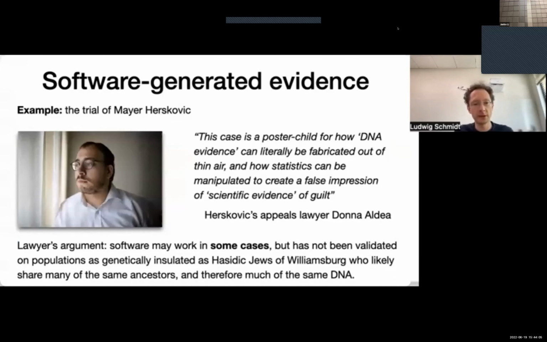Specifically, as we said, Herskovich is part of a community of a specific ethnic group, the Hasidic Jews of Williamsburg, and they likely share many of the same ancestors and therefore much of the same DNA. So some of the validation studies that the prosecution may have done on different populations, it's really unclear if the outcome of these validation studies has any bearing here for the validity of the evidence in the specific case. And this is just one illustrative example here.